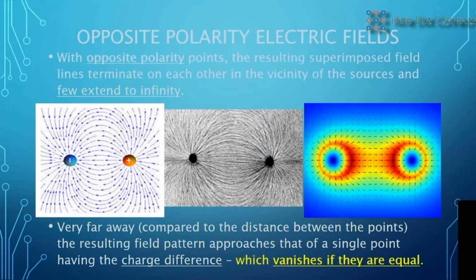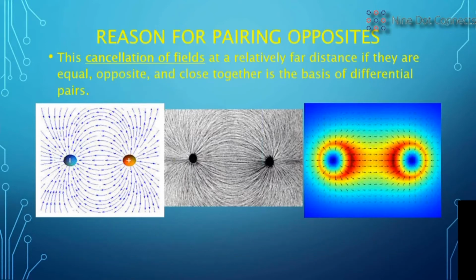However, if the charges are equal and opposite, they will vanish, and no lines will go to infinity. That's the reason for pairing opposites. The cancellation of fields at a relatively far distance is very much enhanced if they are equal, opposite, and close together. That's the basis of differential pairs.